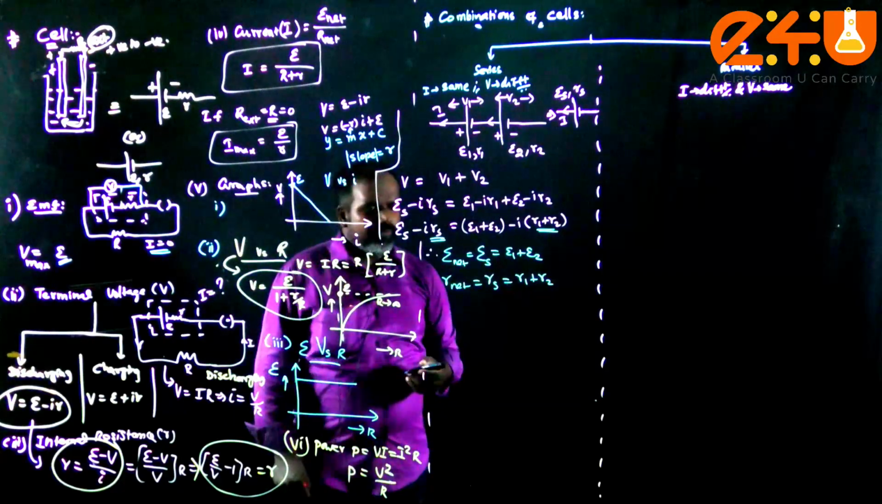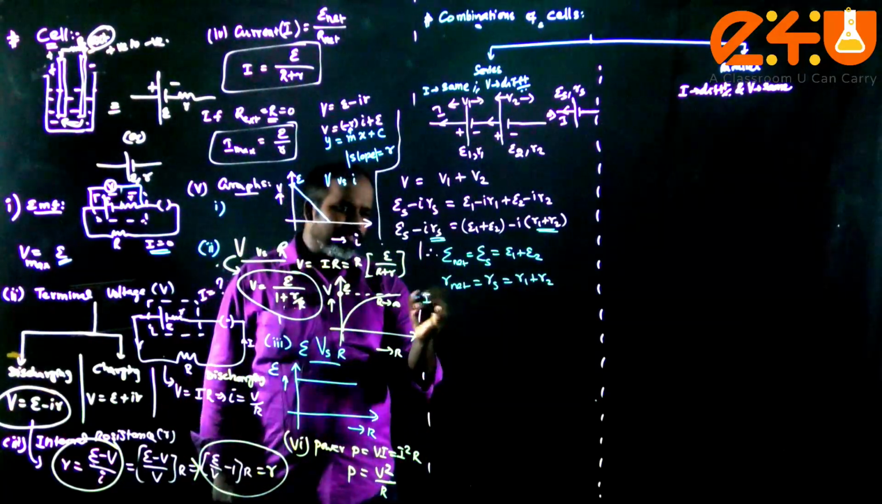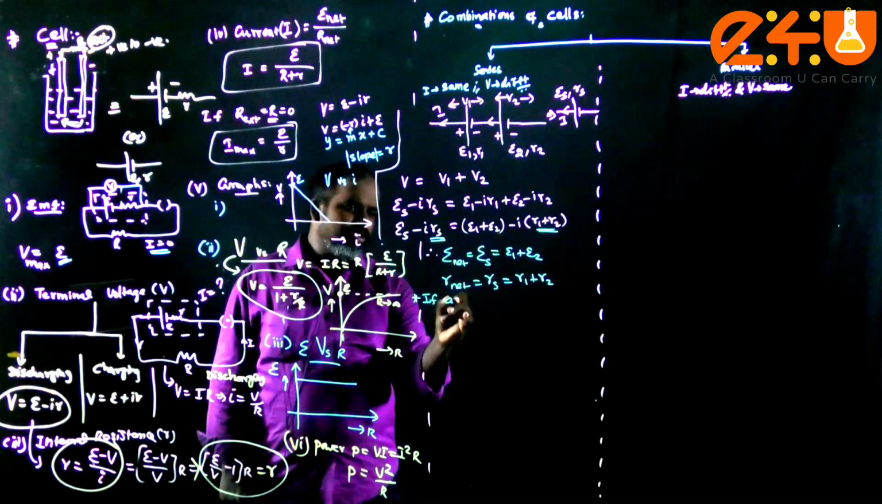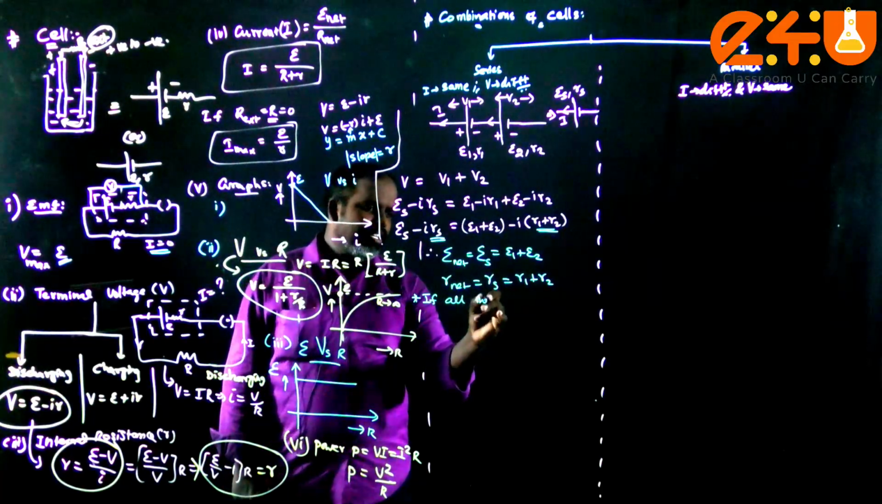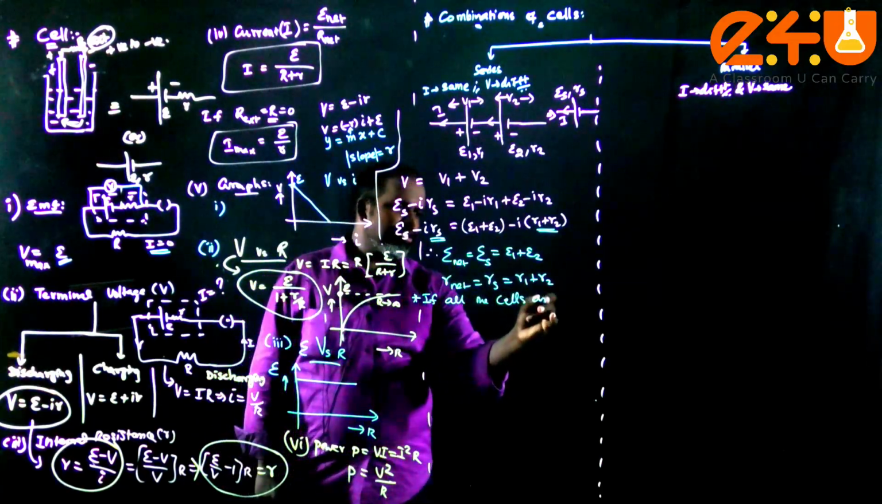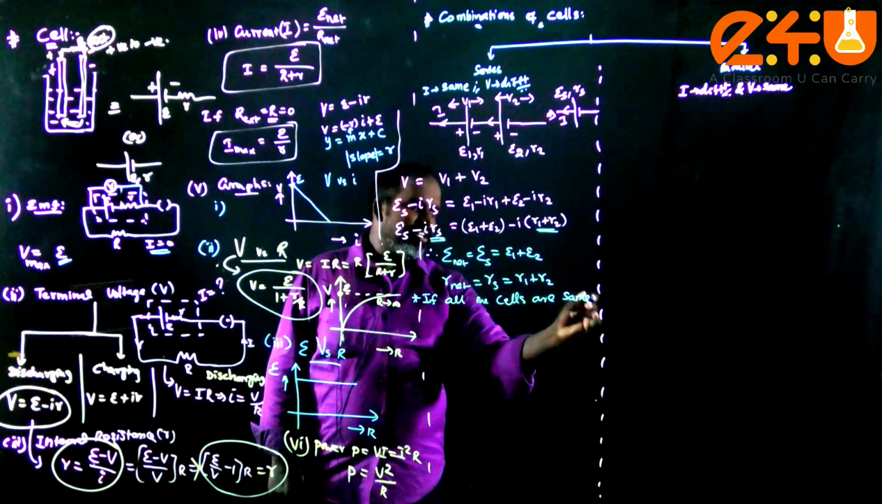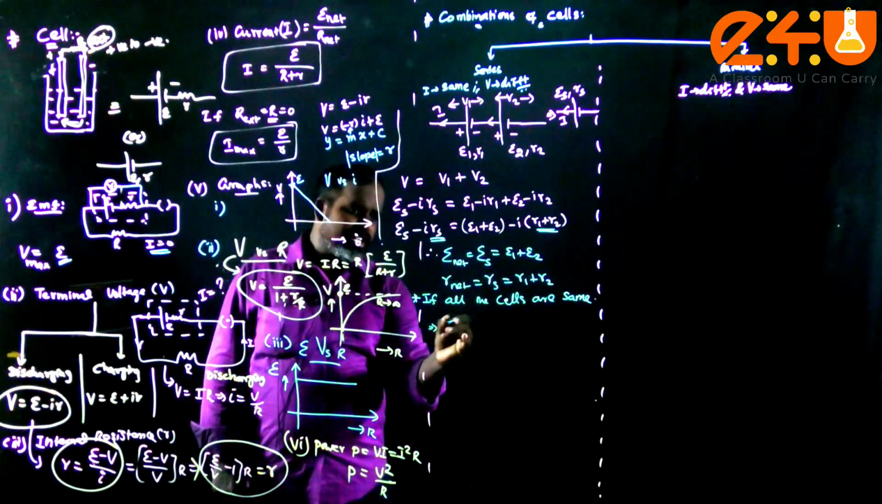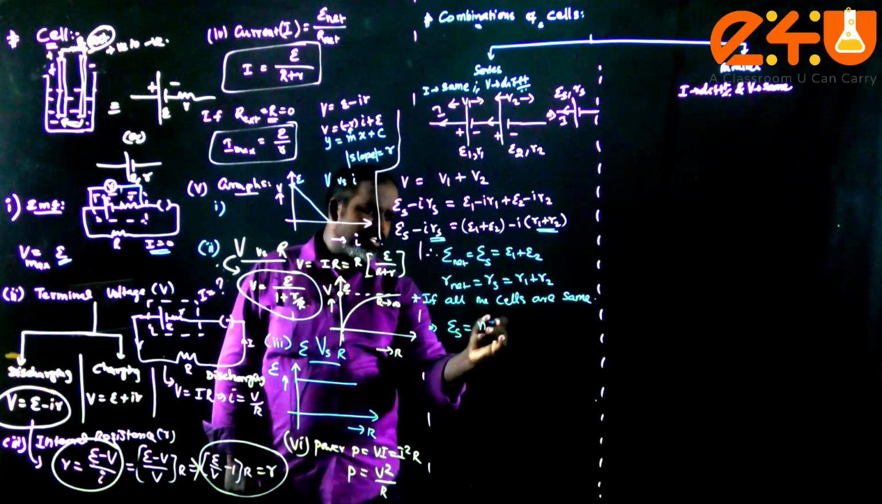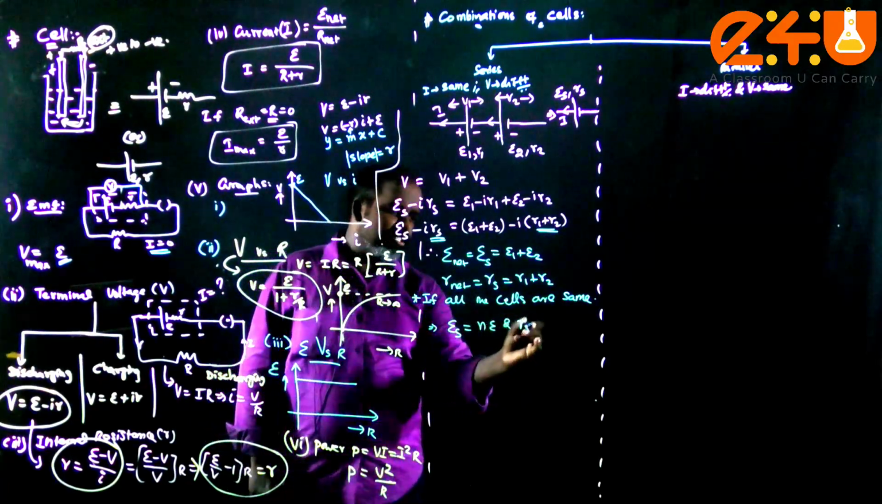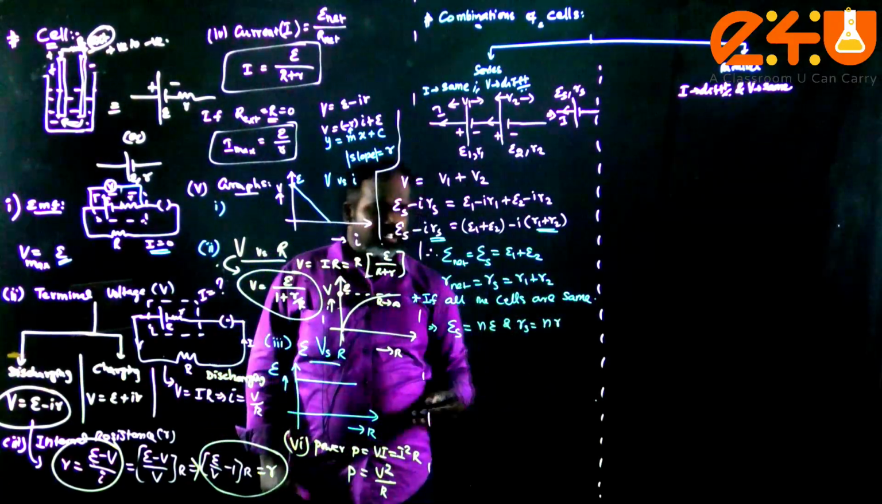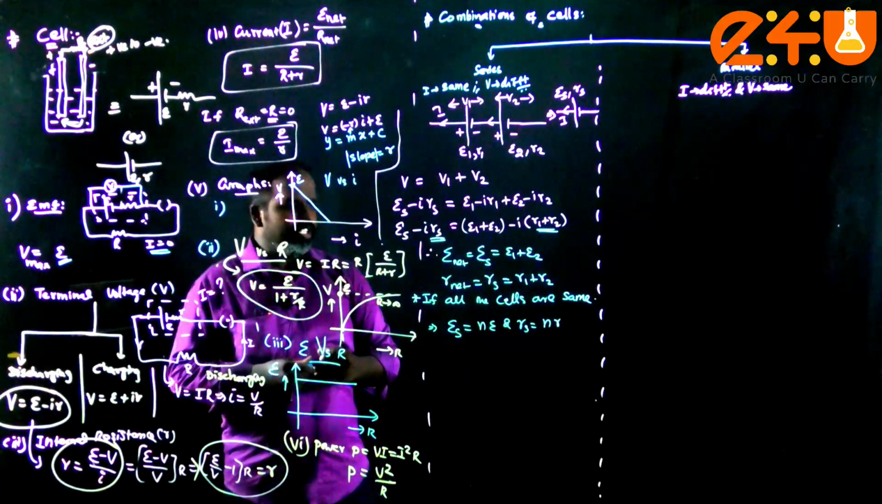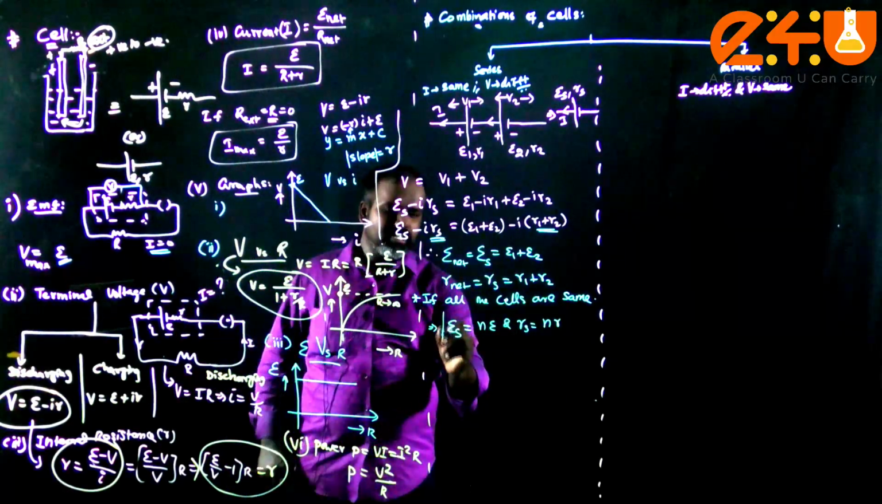Another condition: if all the cells are identical, say for example n cells are taken, then we can say that E series is equal to n into E and R series is equal to n into R. This is the expression we get. Yes, this is another result.